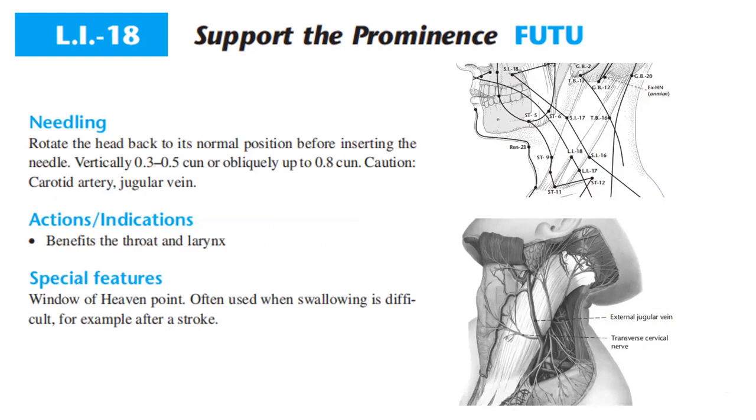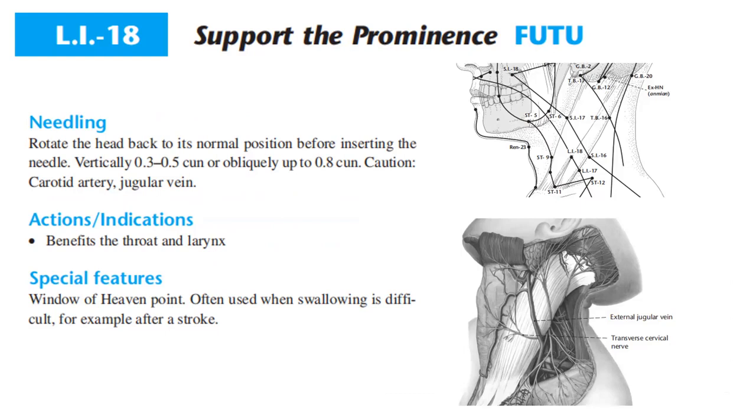Needling: rotate the head back to its normal position before inserting the needle. Insert vertically 0.3 to 0.5 cun or obliquely up to 0.8 cun. Caution: carotid artery, jugular vein. Actions and indications: it benefits the thorax and larynx.